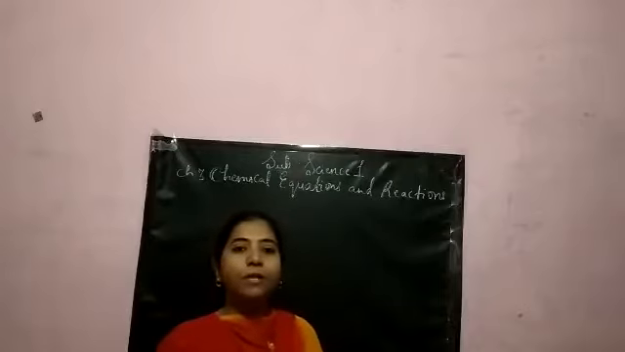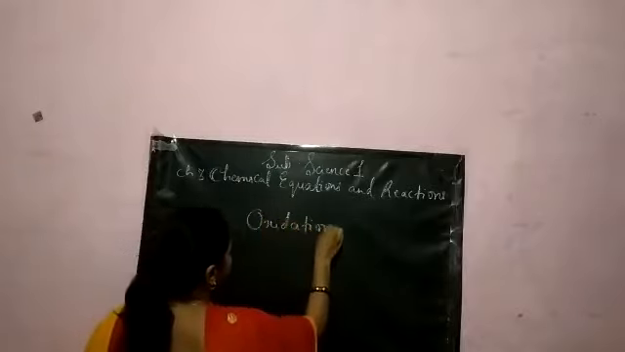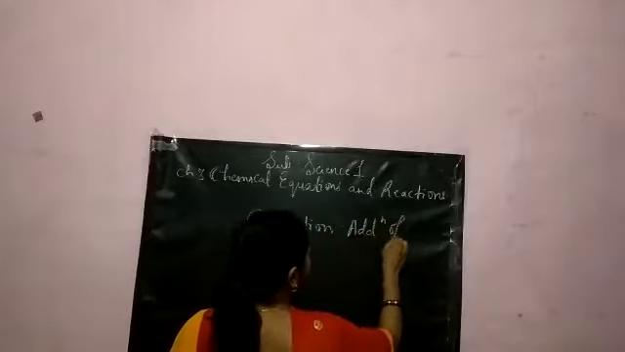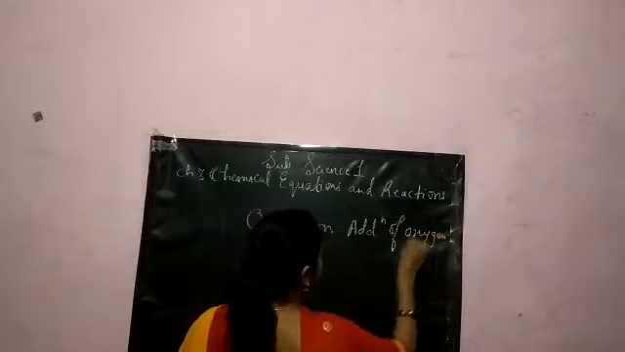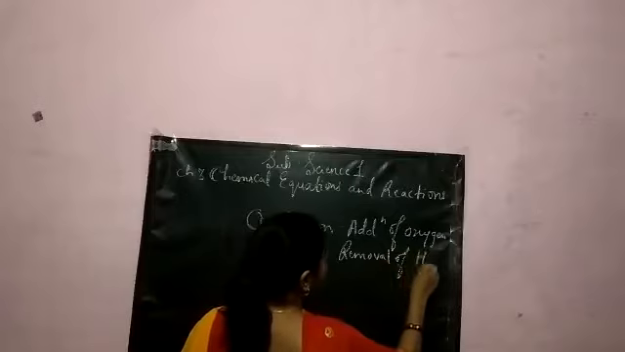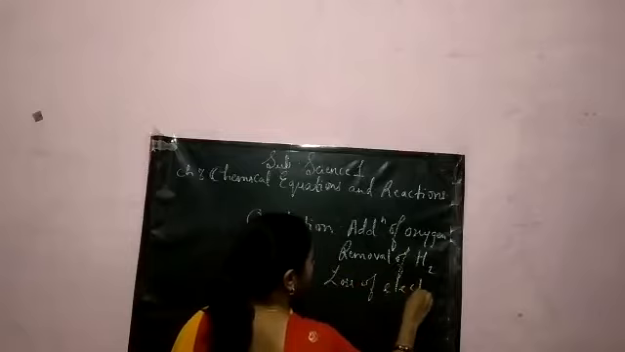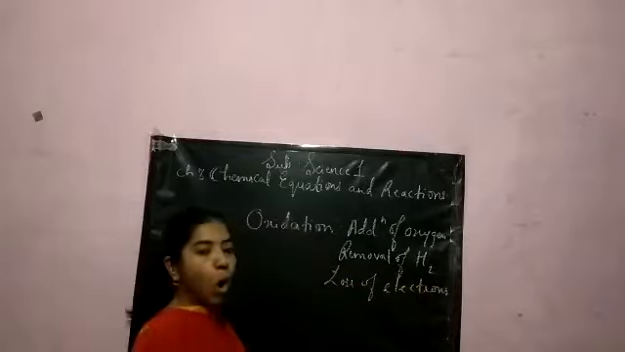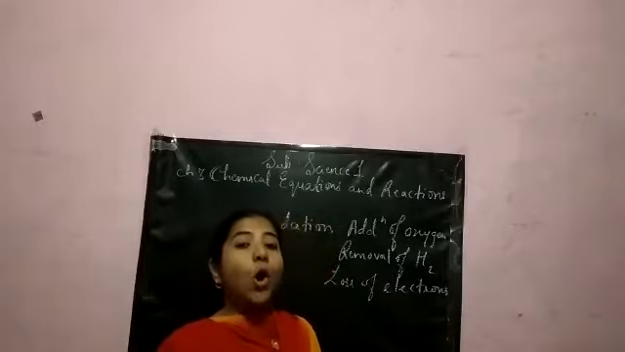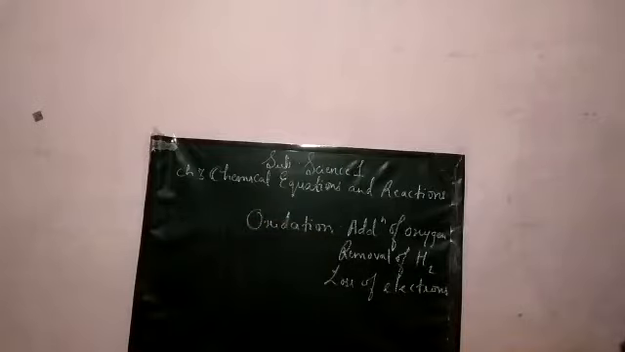In this video, I'll be teaching you oxidation and reduction. So let's see what is the meaning of oxidation. Oxidation carries three meanings. One is addition of oxygen. Second is removal of hydrogen. And loss of electrons. So oxidation can be addition of oxygen, it can be a removal of hydrogen, or it can be losing of the electrons. Let's see with the help of some examples.